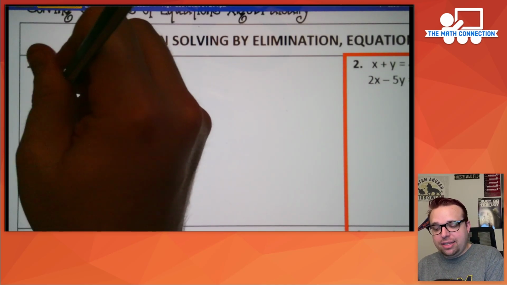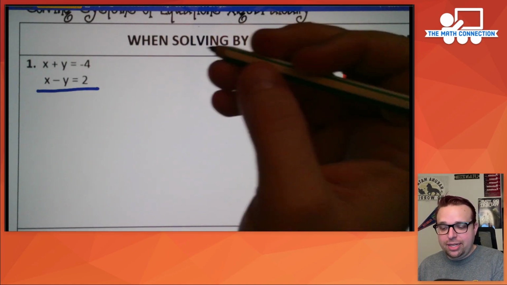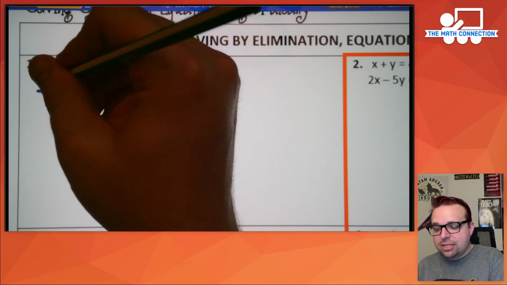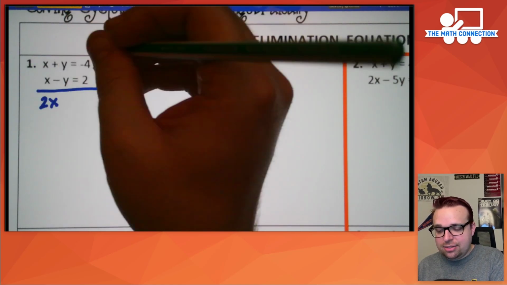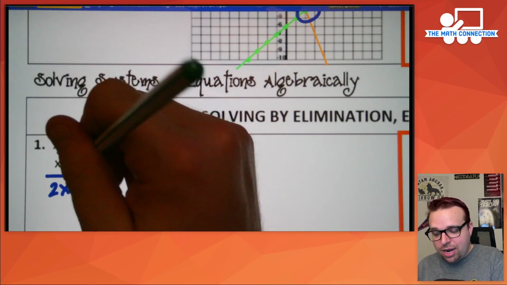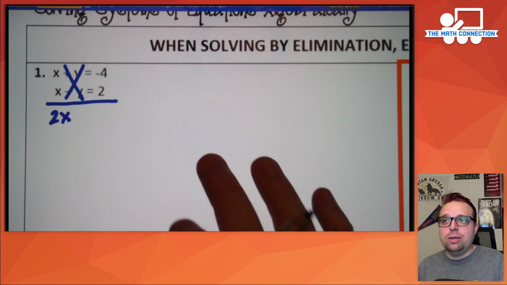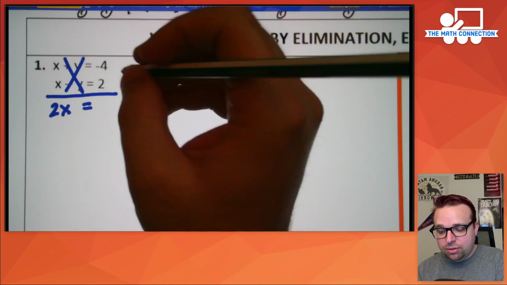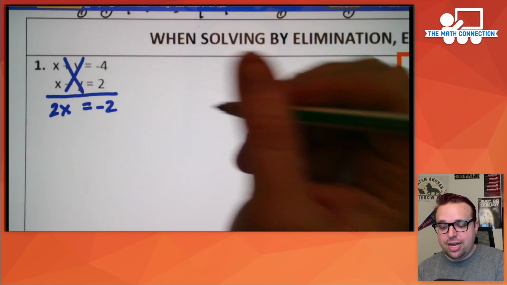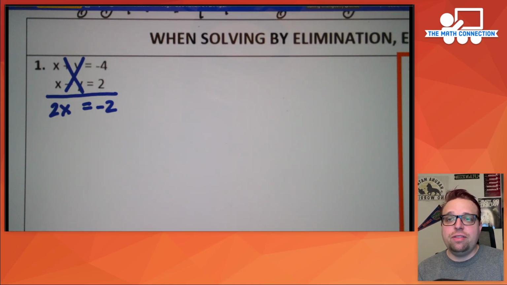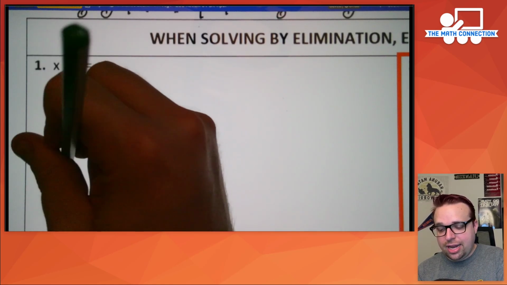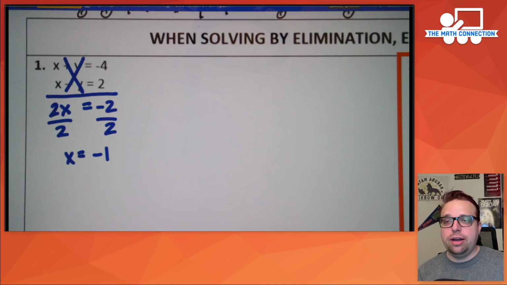So let's combine these. When I say combine or eliminate, I mean let's draw a line and add them up and down. x plus x is 2x. y minus y cancels out, and that's what we want. We want a variable to cancel. And then that equals -4 plus 2, which is -2. Let's solve this for x. If I divide both sides by 2, I get x equals -1.